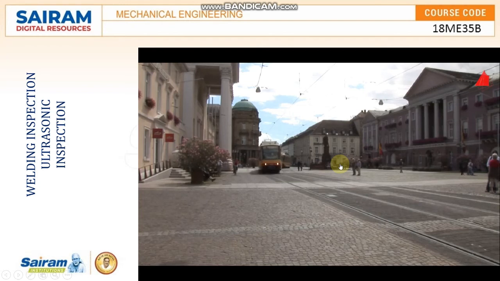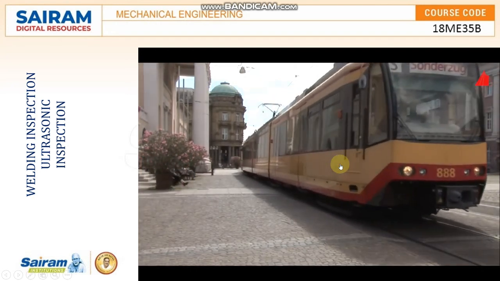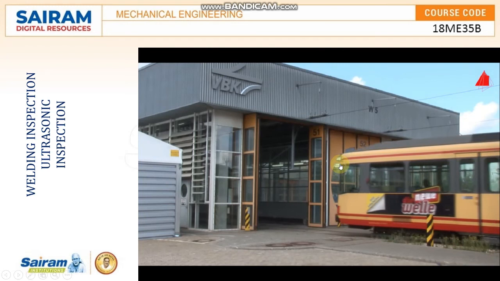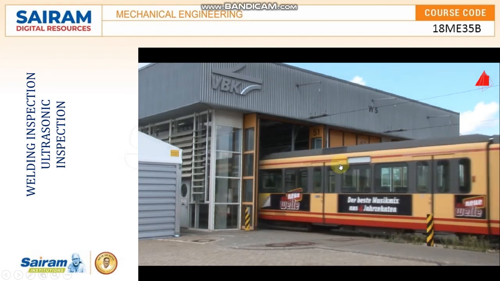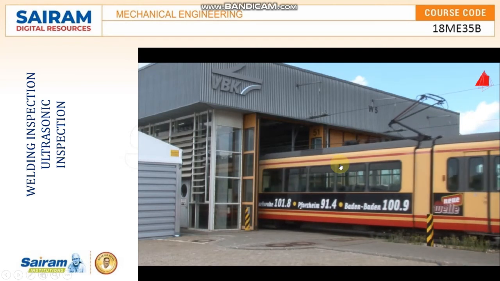Trams are popular means of transport in Karlsruhe in southern Germany. The tram cars are not only cleaned regularly, but also tested thoroughly in regular intervals by the transport company. Among many other maintenance points, the ultrasonic examination of the wheel axles plays an important role.